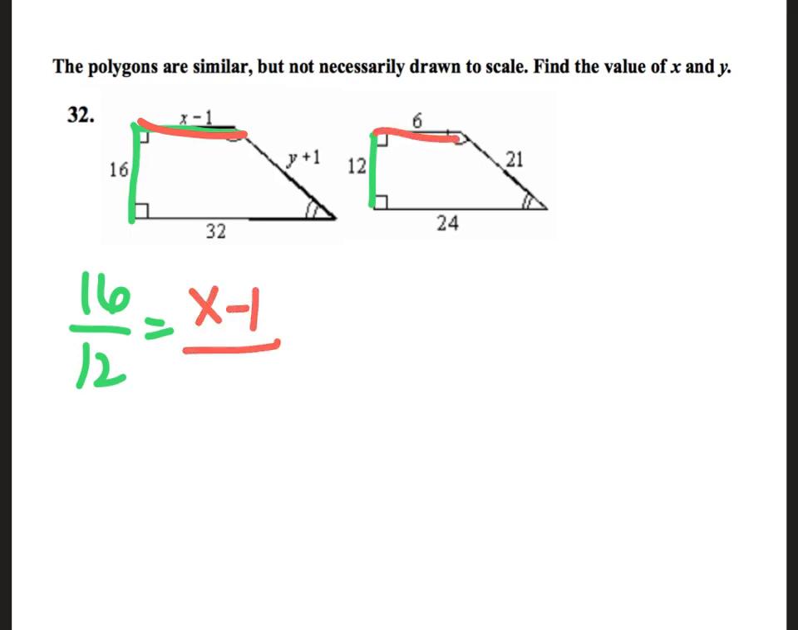over 6. Again, notice that my top two things are from the same shape. They're both from our first one. My bottom two are from my same shape. And then the top and the bottom are in the same spot on my shapes. All right, so we're going to go ahead and cross multiply.